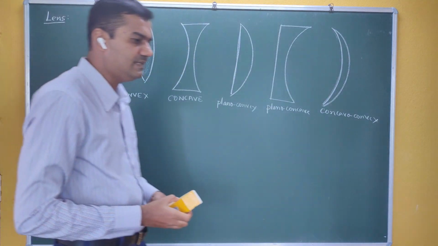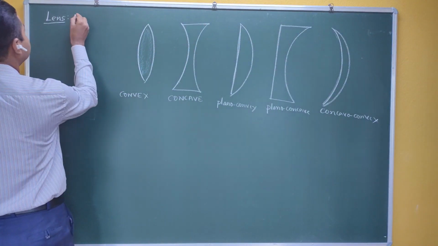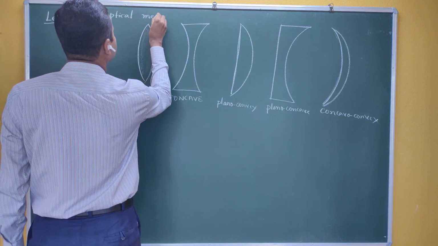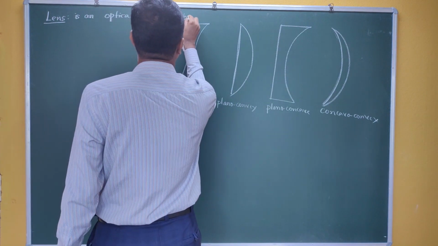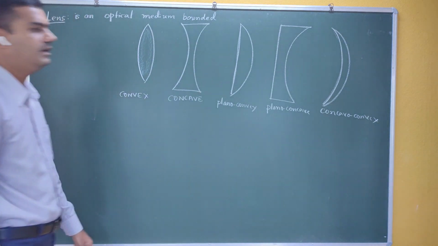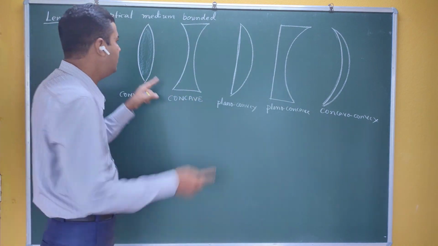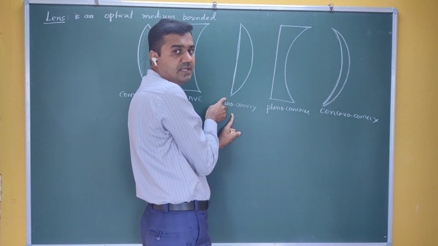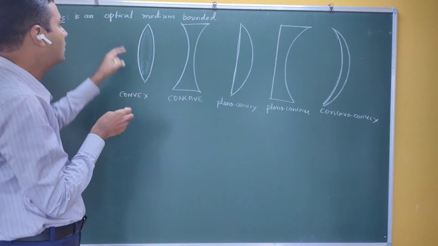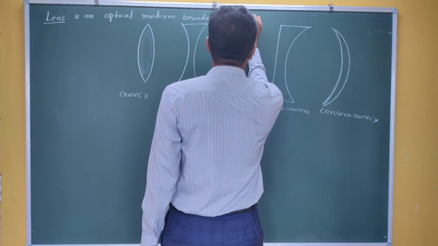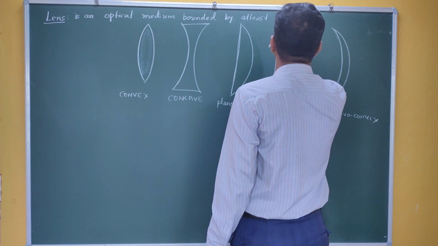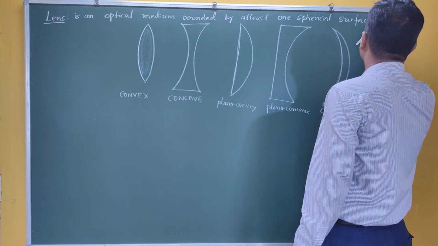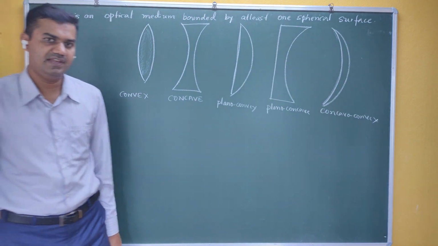So this particular type of arrangement we call a lens. Let me define it. A lens is an optical or transparent medium bounded by at least one spherical surface. You can see there are two spherical surfaces in the case of convex and concave. In plano-convex and plano-concave there is only one spherical surface, still we call it a lens. So a lens is an optical medium bounded by at least one spherical surface.